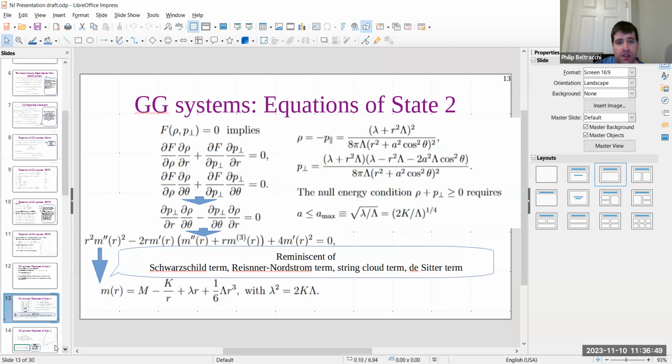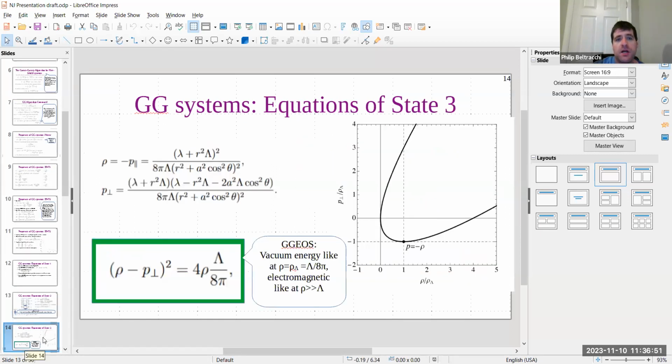If we keep all of these constants, allow them to be arbitrary, then we can derive this equation of state here, which for short we just call the Gurses-Gursey equation of state, still applies. So the square of the difference between the density and the perpendicular pressure is equal to 4 times rho times capital Lambda over 8 pi. We call this rho lambda because it would be the density of the de Sitter term in the spherically symmetric case.